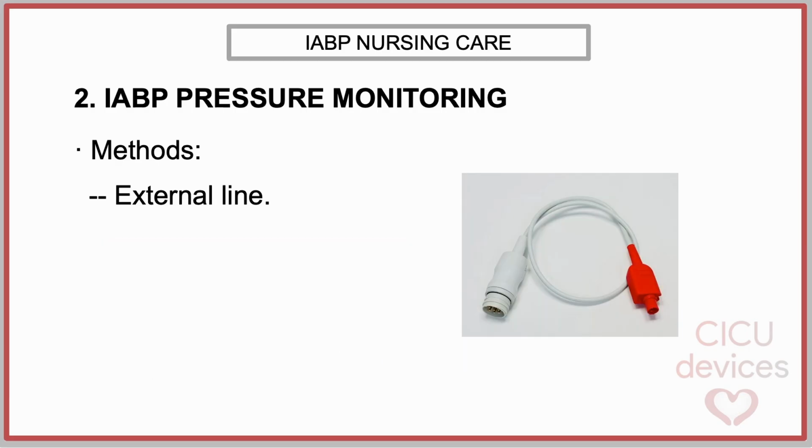In other situations, a pressure signal obtained from an external monitor may also be used for IABP synchronization. To enable this, an adapter cable is usually required to connect the pressure output from the monitor to the IABP console.